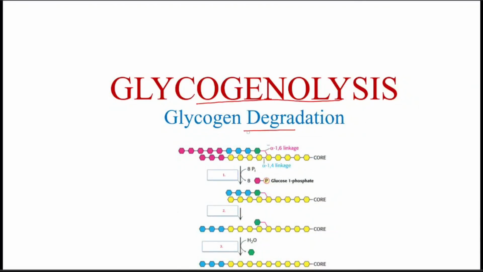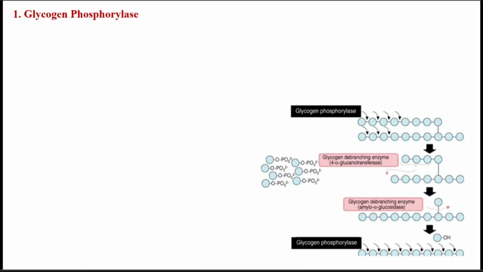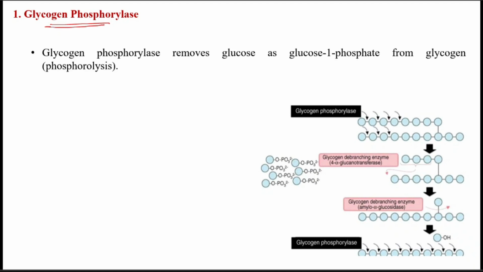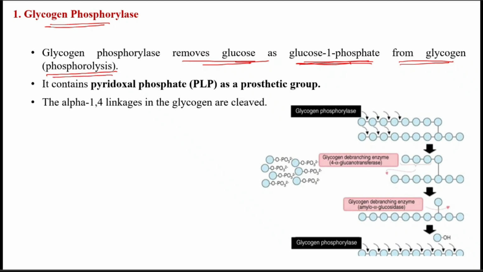Glycogenolysis, meaning glycogen degradation. In this video, we'll see how glycogen is degraded and liberates free glucose molecules. The first enzyme which helps in glycogen degradation is glycogen phosphorylase. Glycogen phosphorylase removes glucose as glucose 1-phosphate from the glycogen. This process of removal of glucose as glucose 1-phosphate is called phosphorolysis.